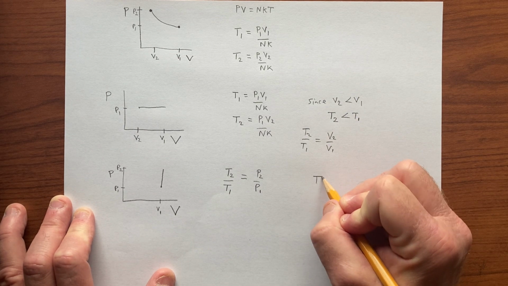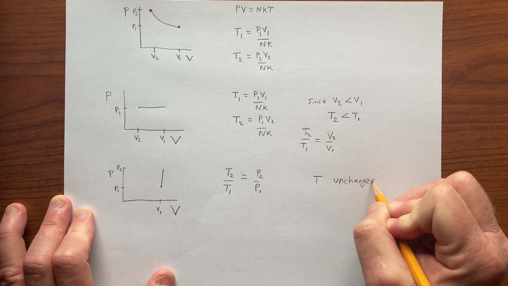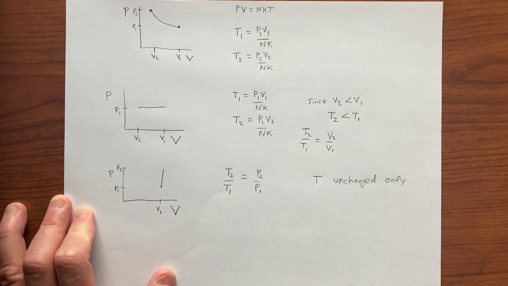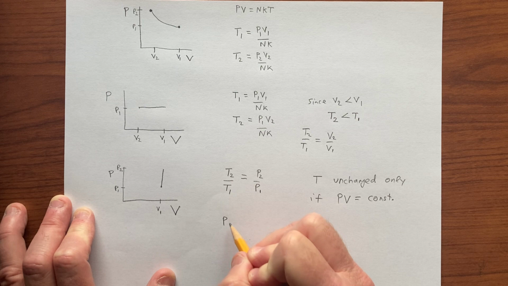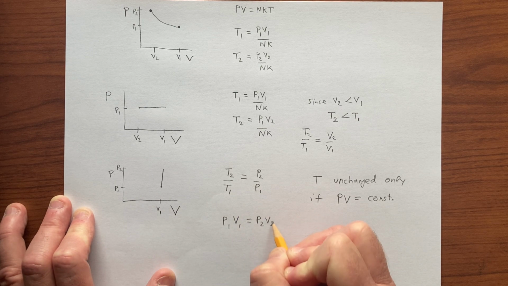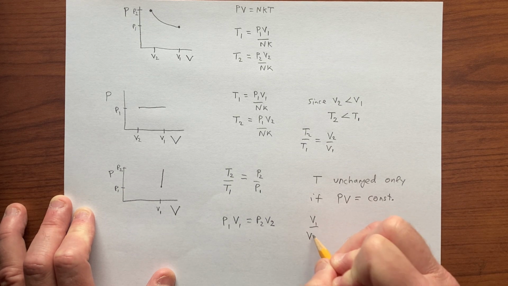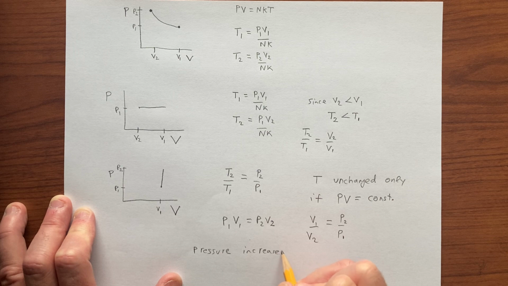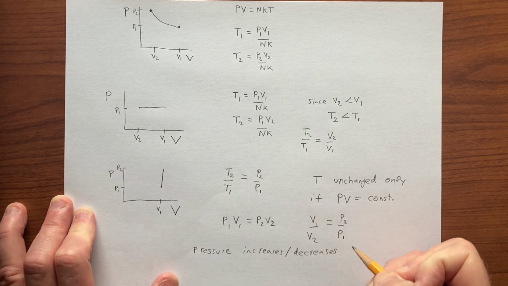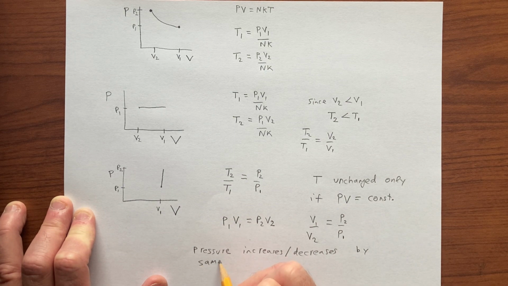So it's basically clear that T does not change, right, only if the combination PV is equal to constant. So P1 V1 must be equal to P2 V2, or V1 over V2 is equal to P2 over P1. And so that means that T doesn't change if pressure increases or decreases by the same amount as the volume decreases or increases.